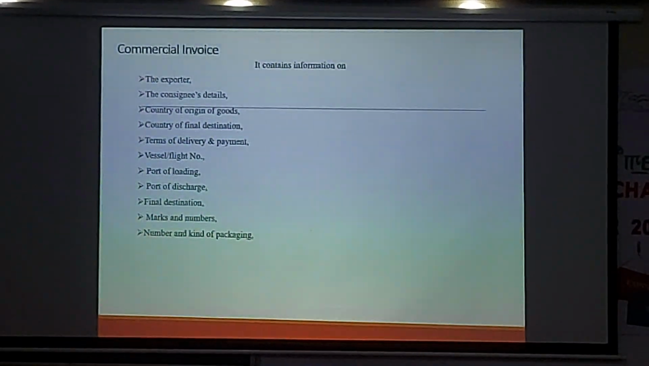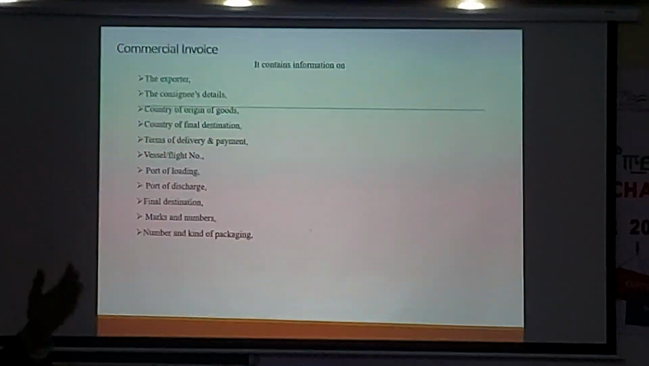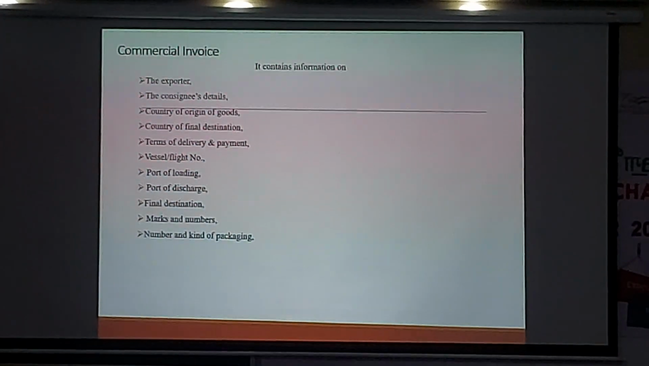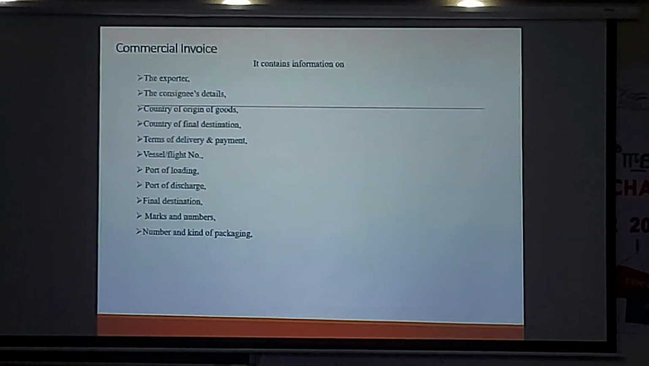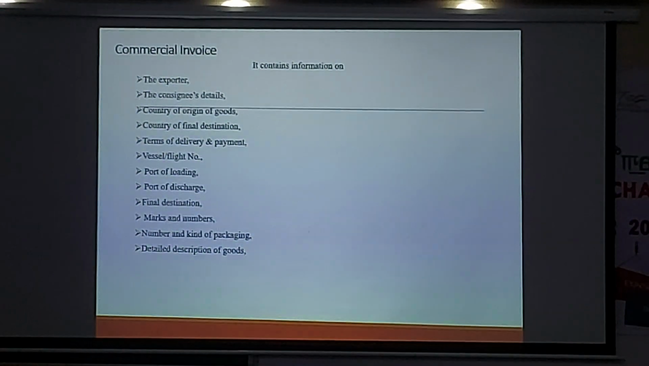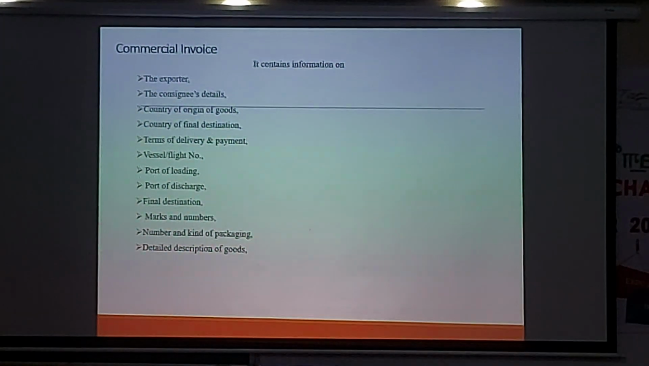What is the kind of package? This is a cardboard box. This is a wooden case. This is a drum. It is a container. What is the form of the packages and how many are there? That is what is to be mentioned. And write the full details of the goods, the complete description of the item, what it is.